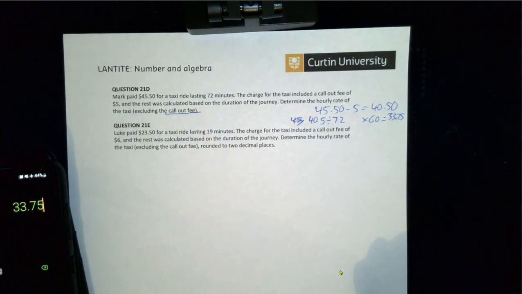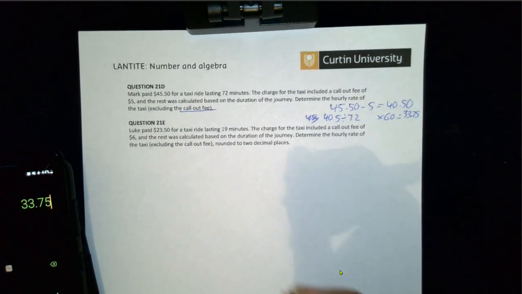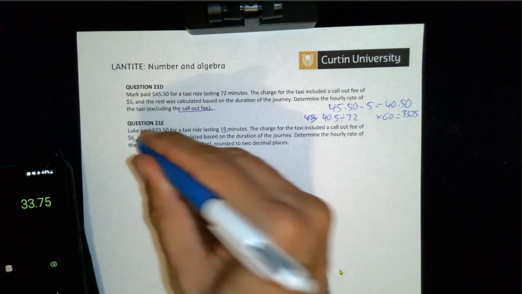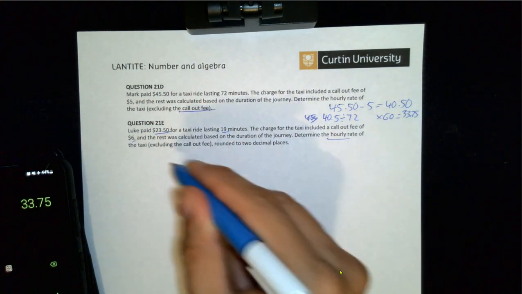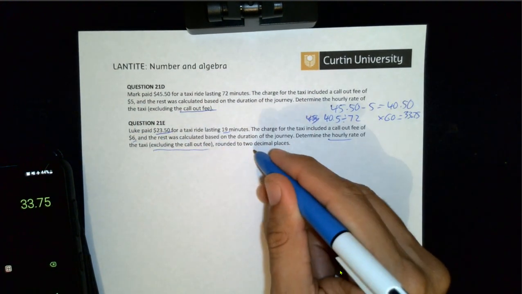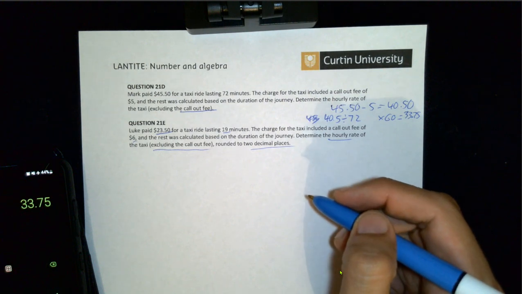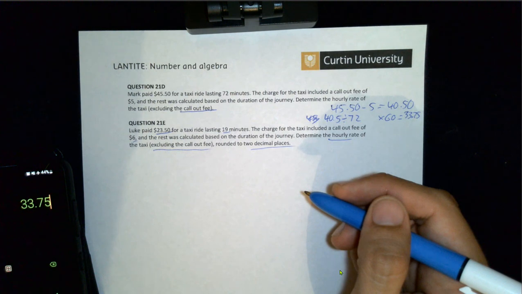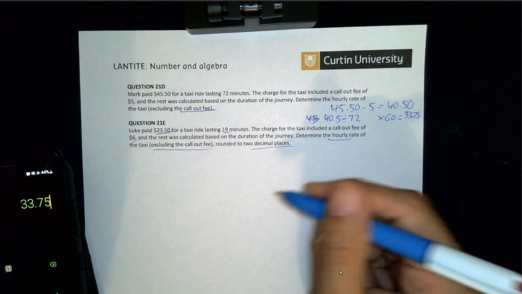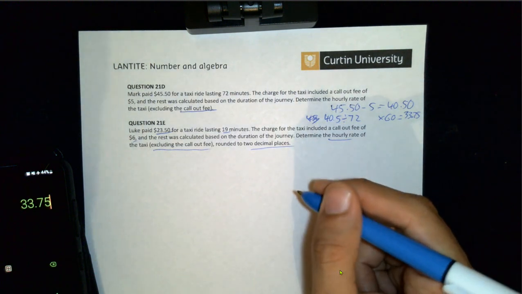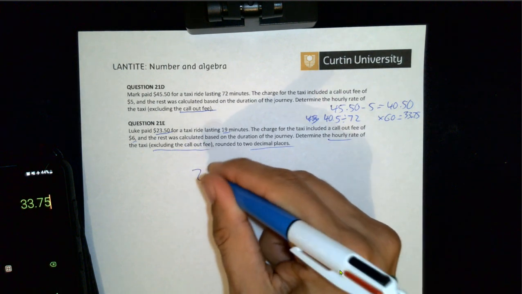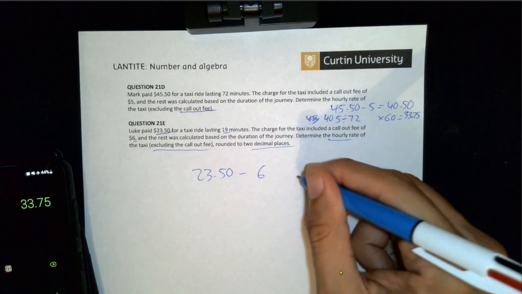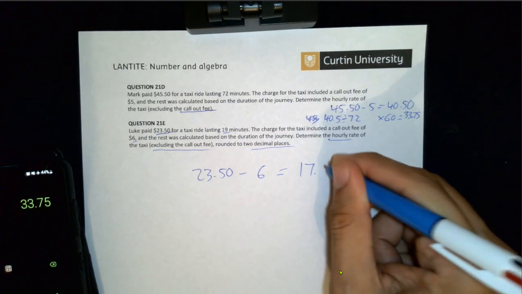And then the last one is $23.50 for 19 minutes. And the call-out fee is $6. Again, it's hourly. Again, it's excluding call-out fee. It wants to be rounded to 2 decimal places, which I guess will be to the nearest cent. That's what cents are. Hundredth, which is the second decimal place after the 0. So, first things first, $23.50 take away our call-out fee of 6 equals $17.50.